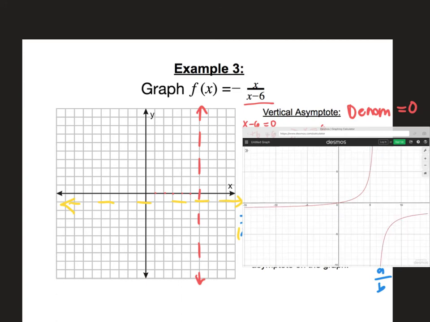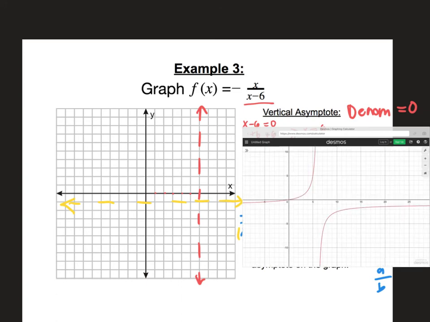So if I look at my graph, I'll zoom out a little bit. You go over 1, 2, 3, 4, 5, 6, and notice that is my asymptote. You also go down 1, and that's your asymptote, so we did it right. That means that my little boomerang is going to be up here, and it's going to be down here.